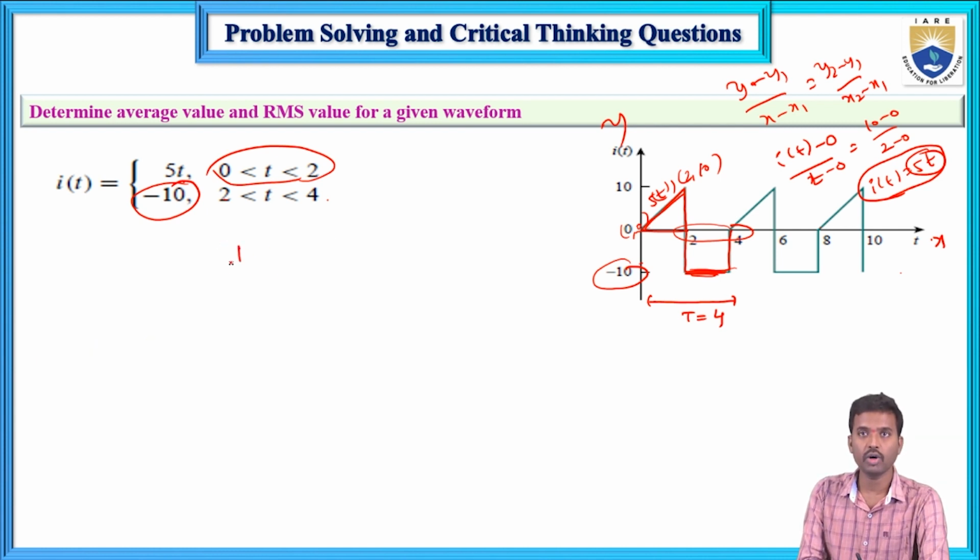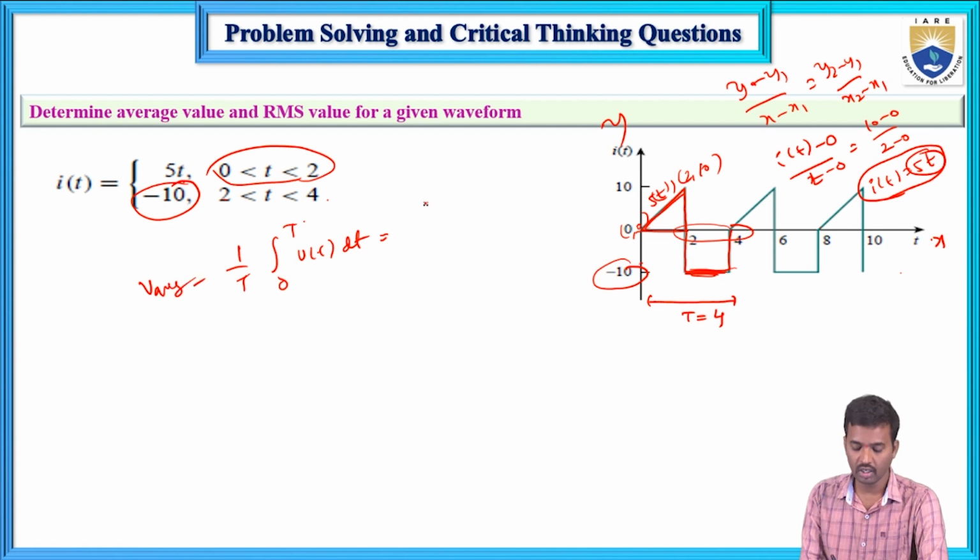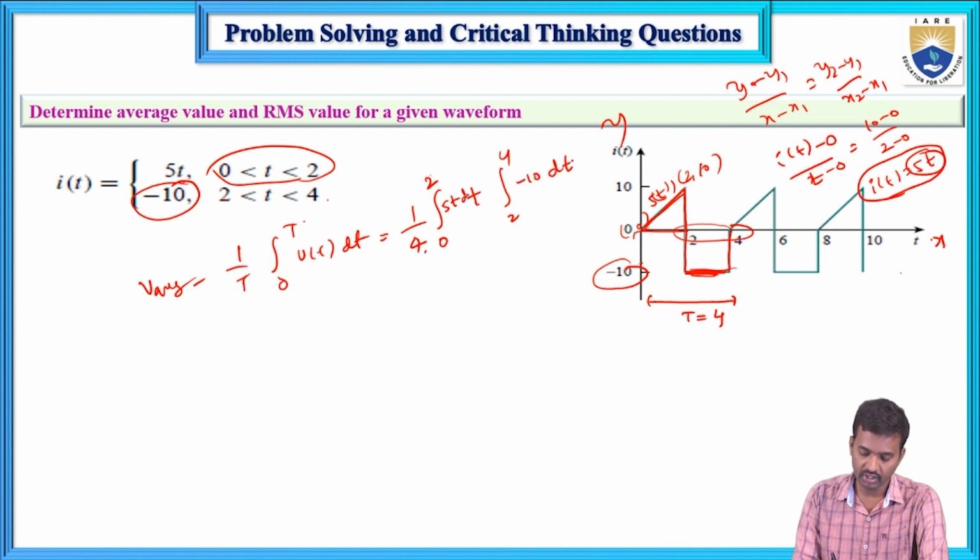First, 1 by T integral of 0 to T, v of t dt, that is the average value. So now the average value equals 1 by 4, the time period, and these limits are 0 to 2 and 2 to 4. 0 to 2 is 5t dt plus, and next, this one is minus 10 dt, divided by 4. And next, 1 by 4 into 5 into t square by 2 from 0 to 2, plus minus 10 into t from 2 to 4.